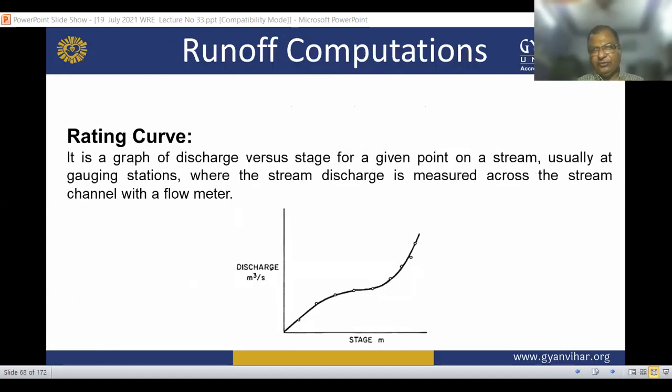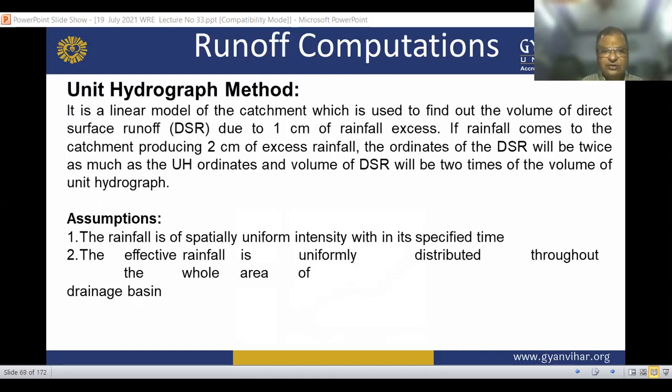Now rating curve. It is the graph of discharge versus stage of a given point on the stream, usually at the gauging station where the stream discharge is measured across the stream channel with a flow meter.